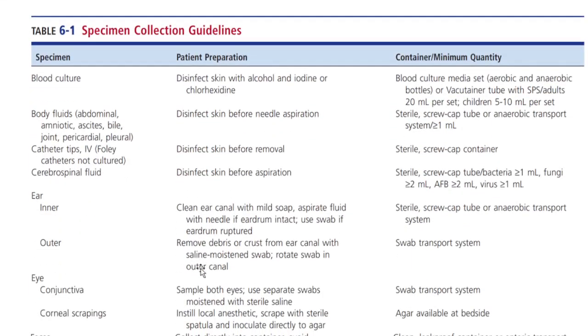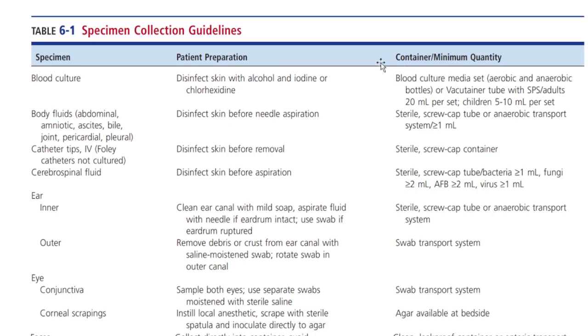So, we have here the specimen collection guidelines that you have to familiarize yourself with. For example, we have blood culture. You disinfect the site or you will perform the venipuncture with alcohol and iodine or chlorhexidine. So it's a combination. Blood culture media must be used, both aerobic and anaerobic. We have here SPS, sodium polyanethole sulfonate, as the recommended anticoagulant for blood culture. For adults, up to 20 ml per set, and for children, 5 to 10 ml per set. Usually, blood cultures are taken from two sites, left and right side of the body. If that's the case, you should also specify which side, left or right.